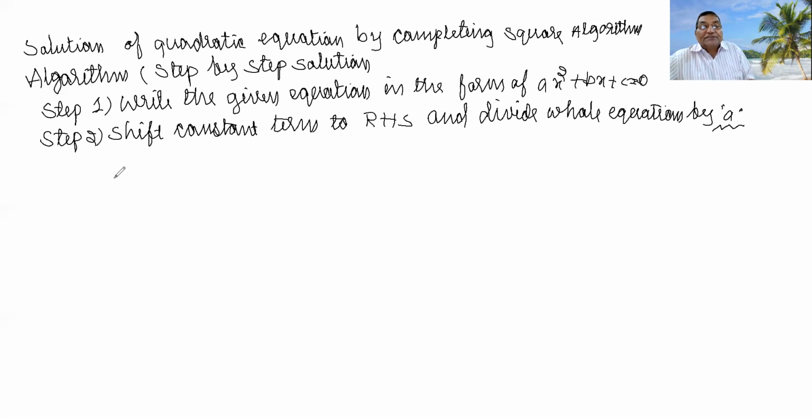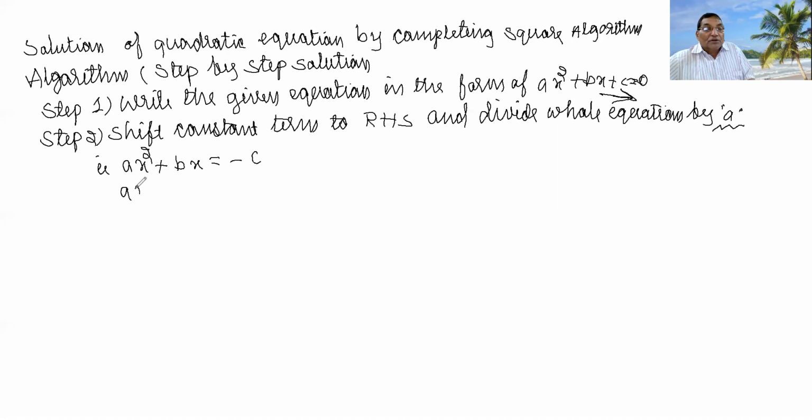Now, let us see what happens. Look here, ax square plus bx plus c. This becomes ax square plus bx, and shift this term c to the RHS. Then this is equal to minus c. Now, next, divide the whole equation by a.